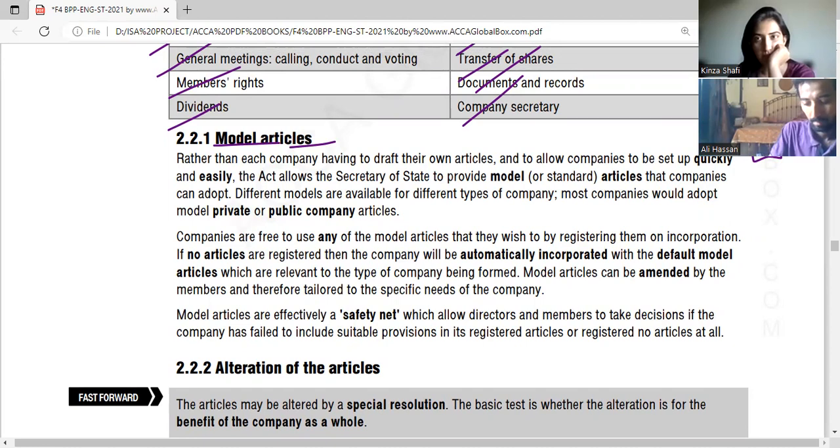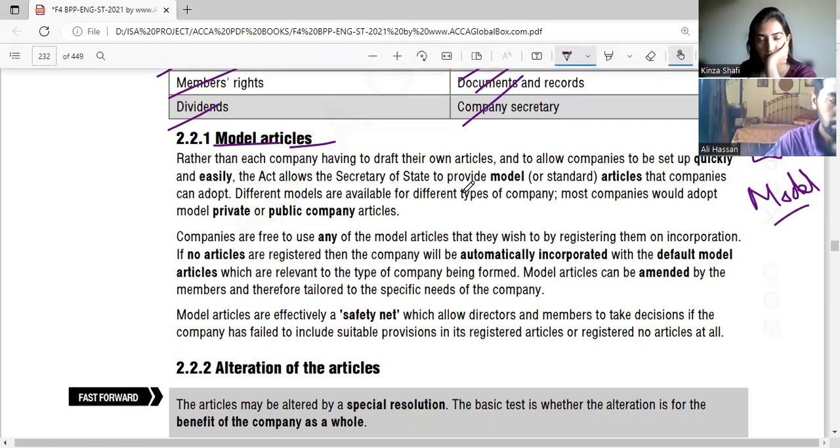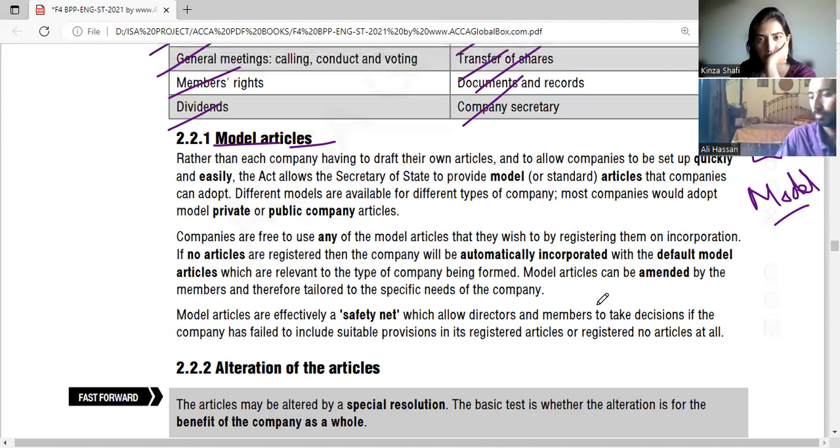So what does the government do? The government has made it easier by already creating some model articles. Model articles, exemplary or sample articles, can be used by every company. There's no need for you to make it from scratch. You can customize it, add to it, or deduct some things from it. So the basic model is ready for use and anyone can adopt it.